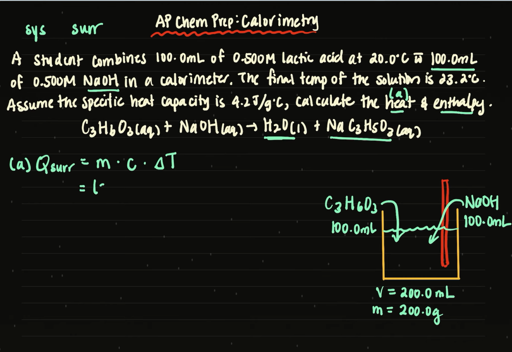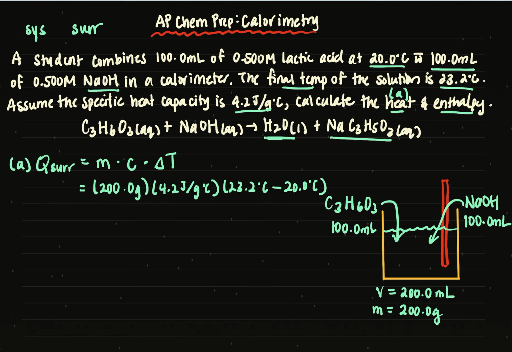The mass here again is 200.0 grams, and yes, we do need to write the units down. The specific heat capacity is 4.2 joules per gram degree Celsius. And then the temperature change is final minus initial. The final temperature of the solution is 23.2 degrees Celsius minus the initial temperature, which was 20.0 degrees Celsius. We put the units in to show that grams cancels out with grams, degrees Celsius cancels out with degrees Celsius, and I'll get an answer here that will be positive, 2,688 joules.